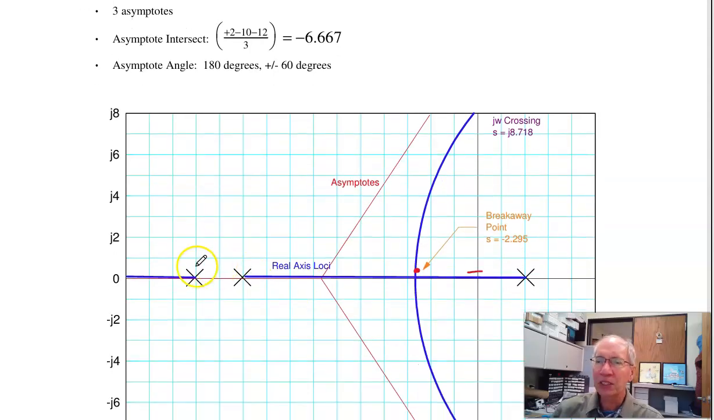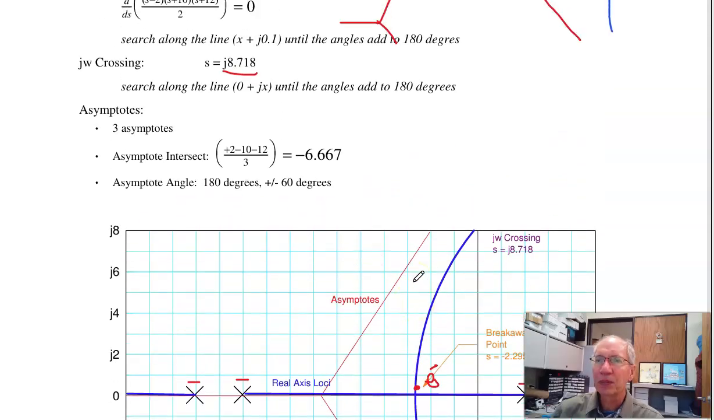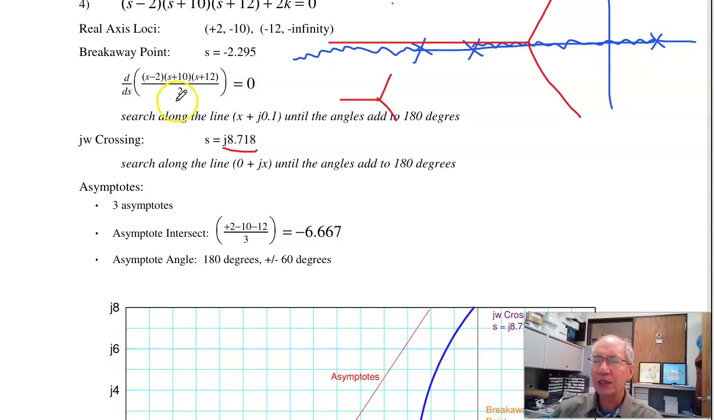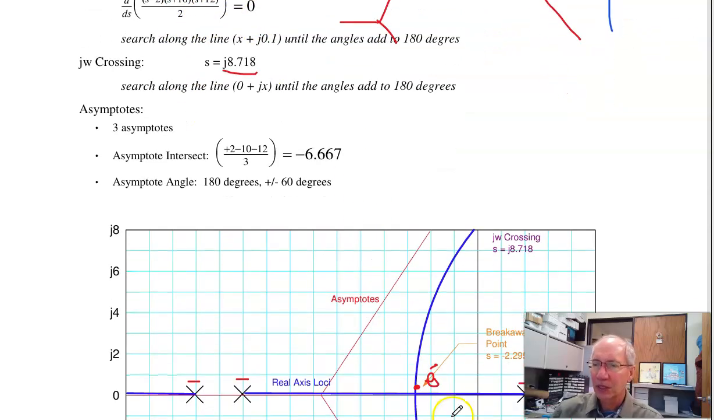Another way you can do that is treat this as a minus charge, minus charge, minus charge. The zeros are plus charges, there aren't any. Take an electron, and where does it come to equilibrium? The equilibrium point is your breakaway point. So doing that, I can search until the angles add up to 180. That's minus 2.295. Here's another way. Take the derivative, set it equal to 0. That's kind of hard. That's 2.29.